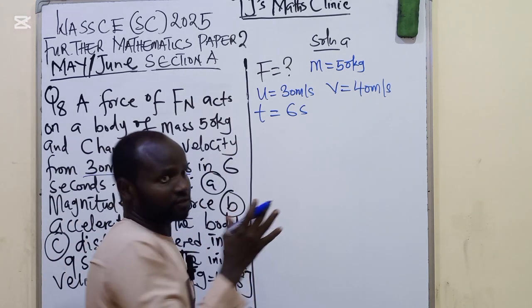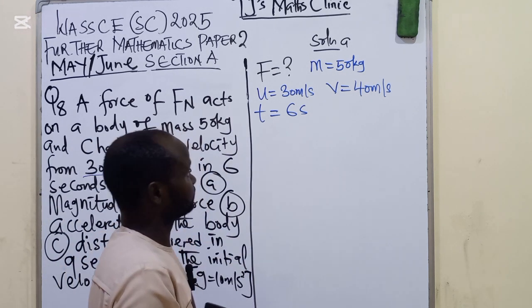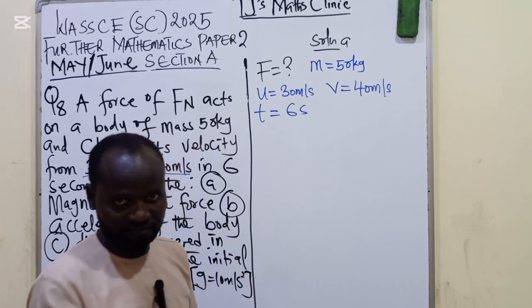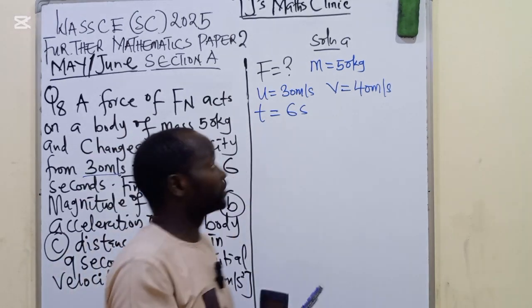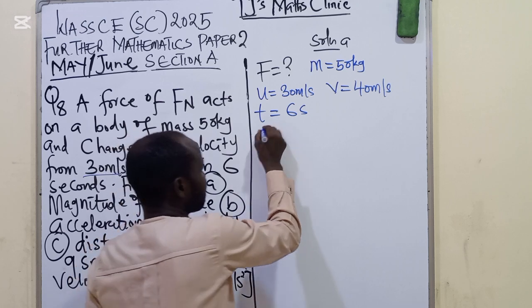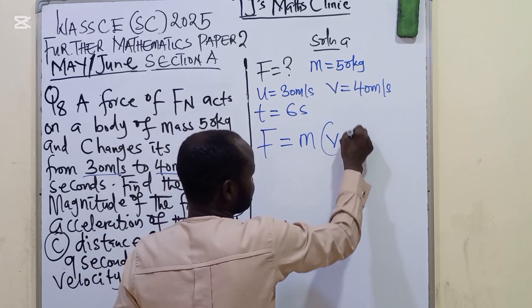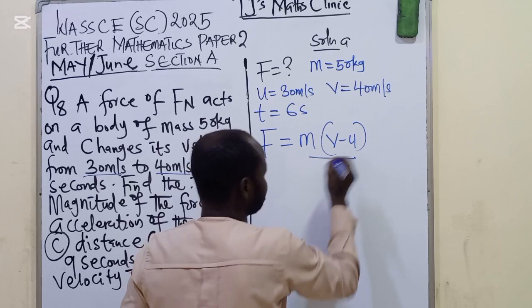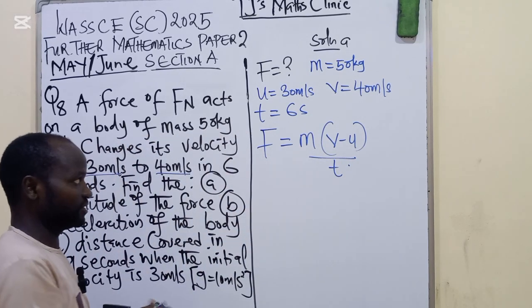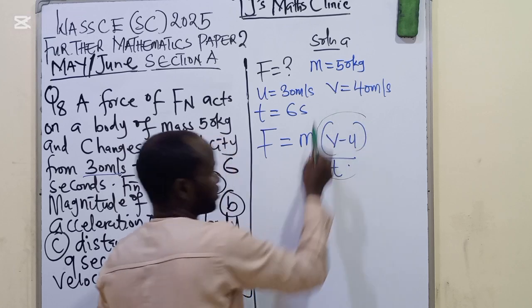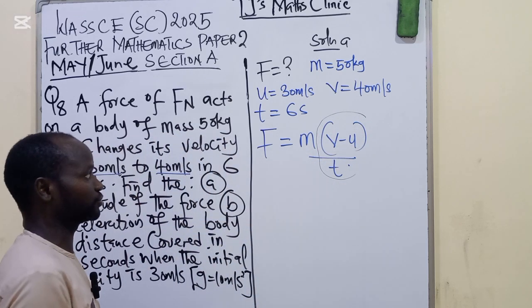You know, force is mass times acceleration. We can either find the acceleration, because acceleration is change in velocity with respect to time, or we can use force F, which is equal to mass times change in velocity divided by time t. We can use this formula directly. You can see clearly that this change here is what is our acceleration.